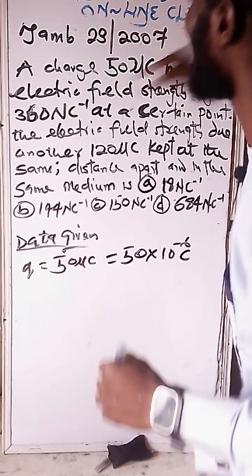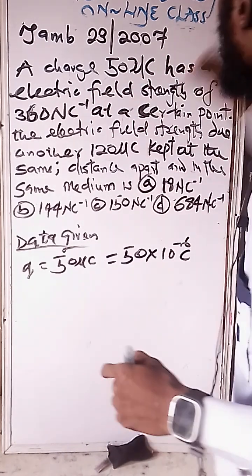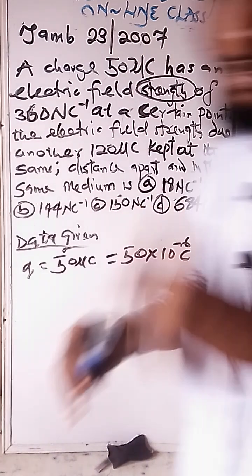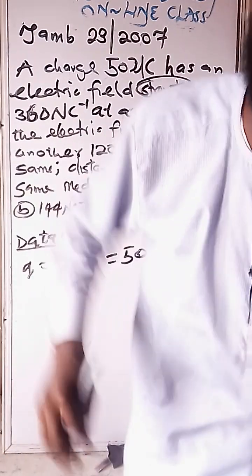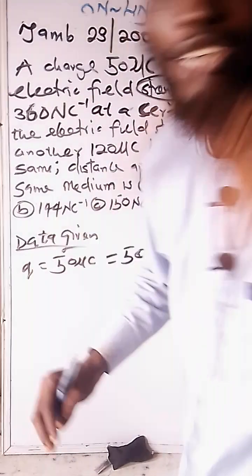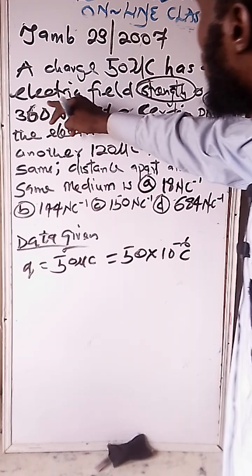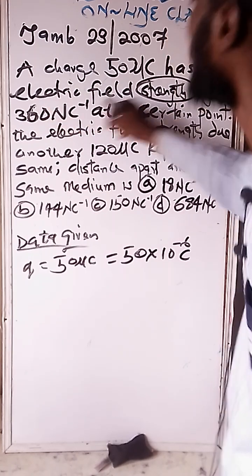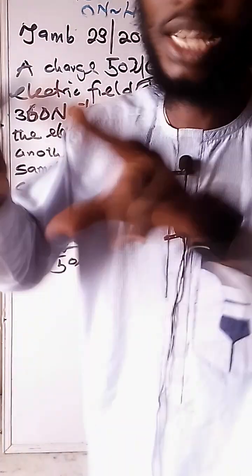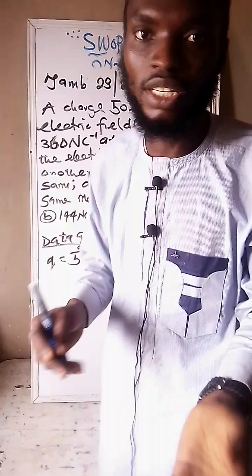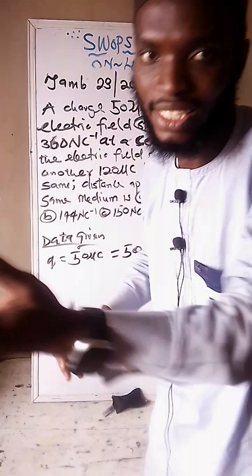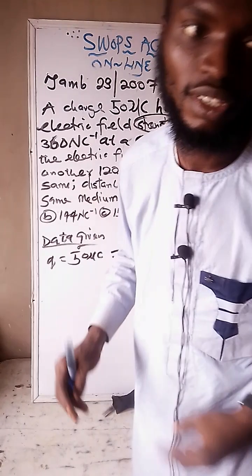Now let's continue. An electric field strength. Note that, don't let this confuse you. I told you when I was defining electric field intensity, I said it is the strength of an electric field. So another name they can call electric field intensity is electric field strength. It is the same thing. So even it is three names: either they call it electric field intensity, or electric intensity, or electric field strength. It's still the same thing.